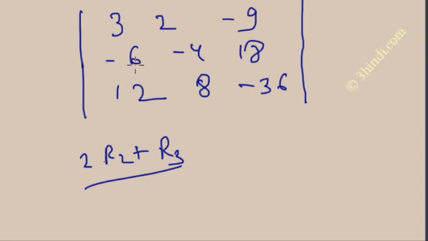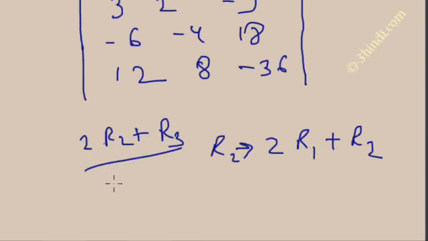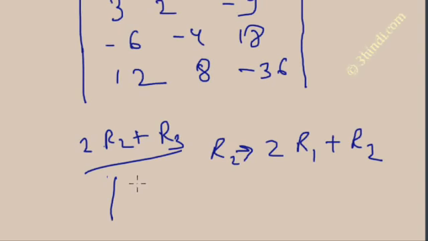Similarly, for r2, perform the following action: twice r1 plus r2. What will you see here? 3 into 2 is 6, minus 6 is 0; 2 into 2 is 4, minus 4 is 0; minus 9 into 2 is minus 18, plus 18 is 0. So both rows are 0. So you can write it as 3, 2, minus 9, 0, 0, 0, 0, 0, 0.